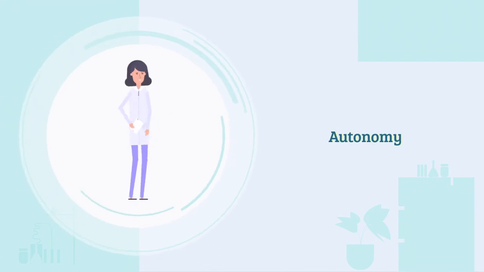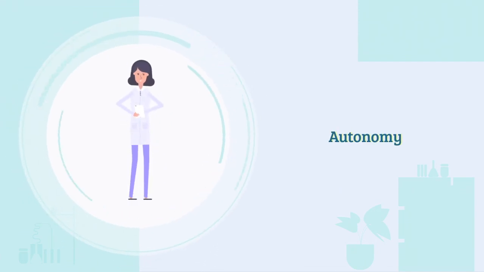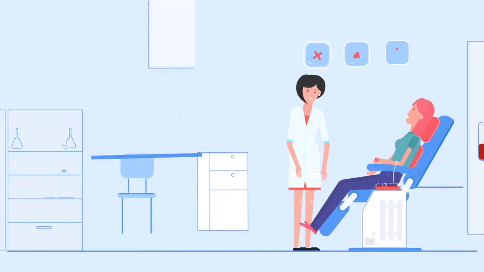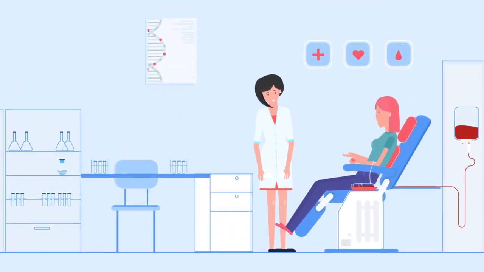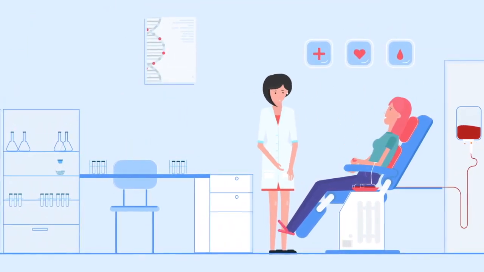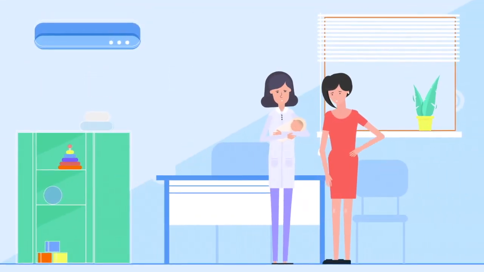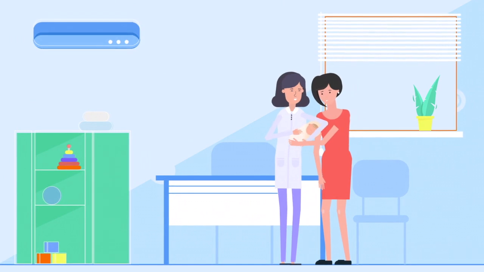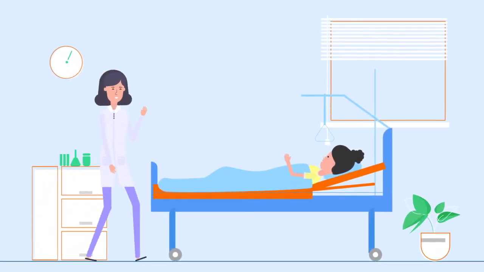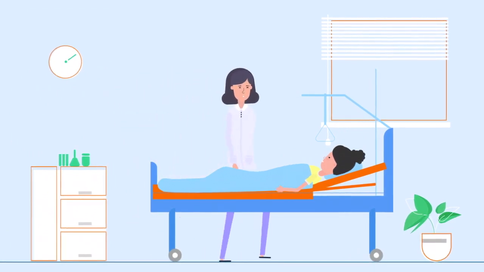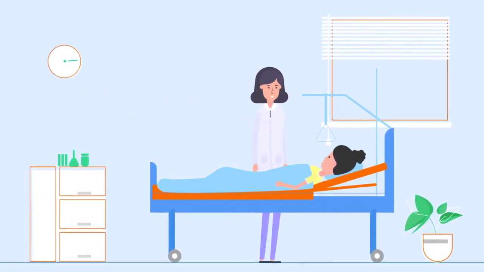Autonomy refers to the patient's right to make decisions about their own health care based on their own values and beliefs. Nurses should respect and support the patient's right to make decisions about their care, even if they disagree with those decisions. This principle requires nurses to provide patients with the information that they need to make informed decisions, and to help them navigate the healthcare system in a way that reflects their values and preferences.